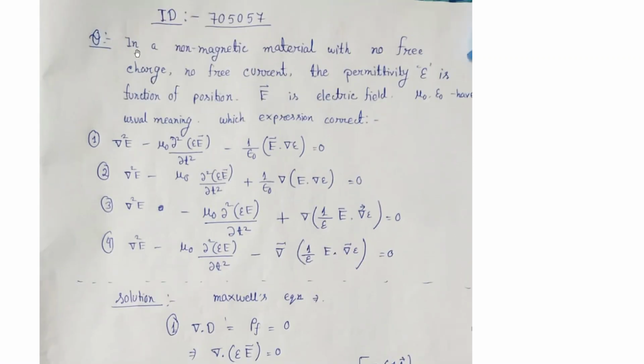Okay, so the problem is: you have a non-magnetic material with no free charge and no free current. The permittivity epsilon is a function of position, so epsilon is not a constant; it is a function of position. Capital E is your usual electric field, and mu naught has its usual meaning. So you have to choose which of these expressions is correct.